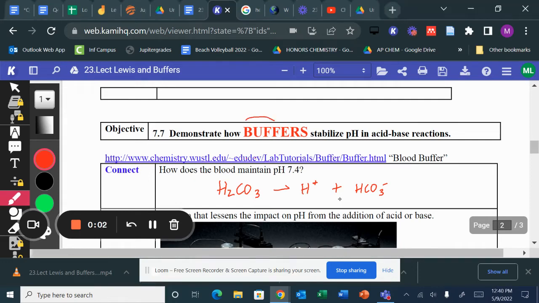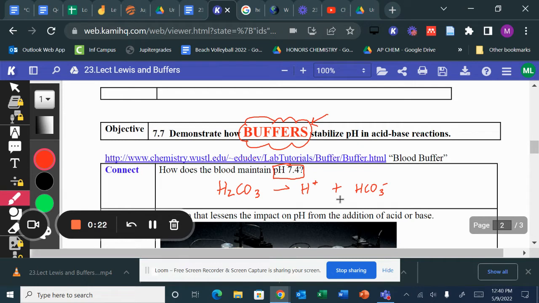Let's learn about buffers. So, your body has to maintain a pH of 7.4. In order for this to happen, you have to have something in your body that would react with an acid or a base to keep it from changing pH. That is called the buffer.